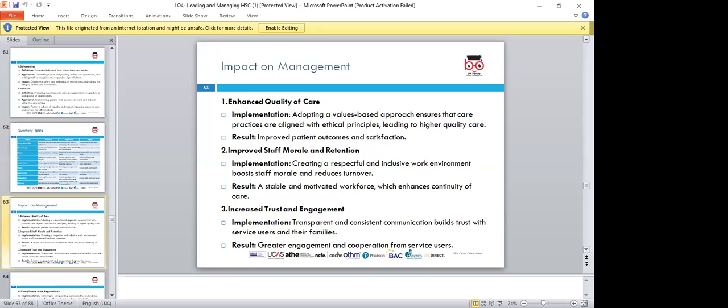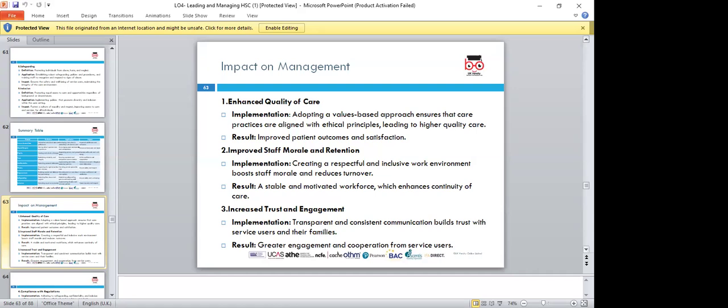Well, then we have what we call the enhanced quality of care. You adopt a value-based approach that ensures that practices are aligned with ethical principles, leading to higher quality of care. The result will be that it improves patient outcomes and satisfaction. It improves staff morale and retention, of course. You create a respectable environment for staff to work in. It results in a stable, motivated workforce, which enhances continuity of care, and thereby staff are happy and they don't resign.